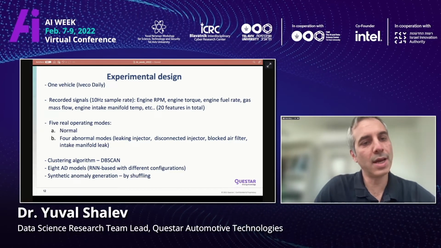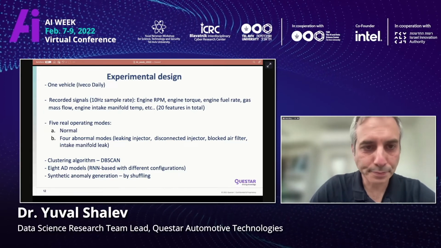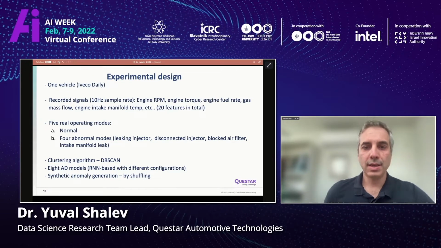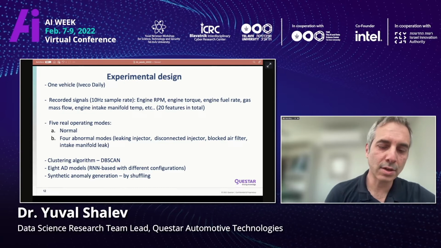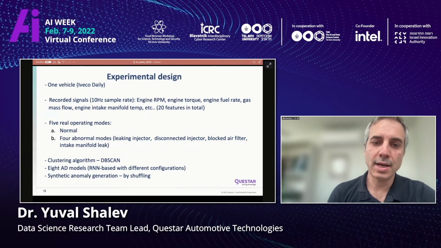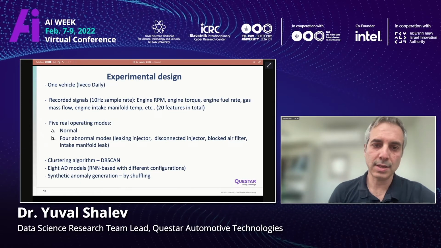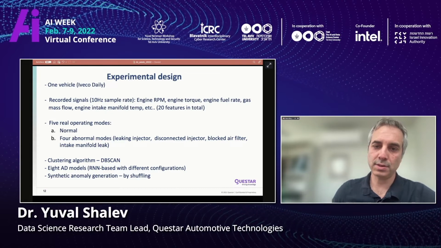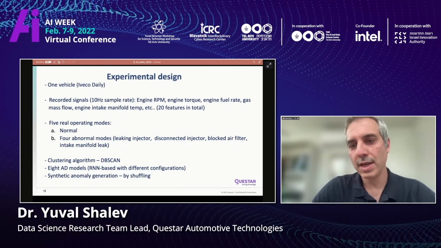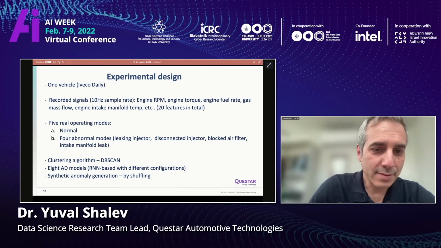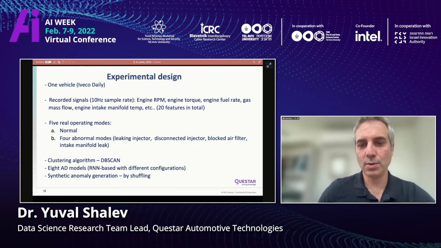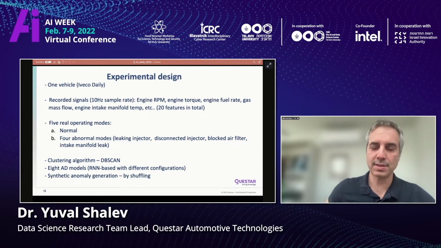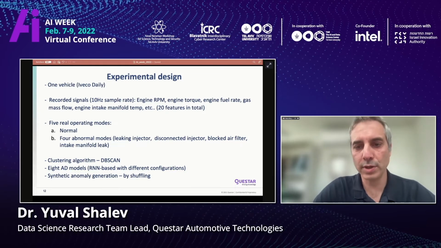So we took a real vehicle, Iveco Daily, and put a recorder in this vehicle, and this recorder is recording in 10 hertz sample rate many features of the engine. So it could be the RPM, the engine torque, engine fuel rate, gas mass flow, engine intake manifolds, etc. So here we had 20 features. We could have more, but for the sake of this experiment, this is what we used.